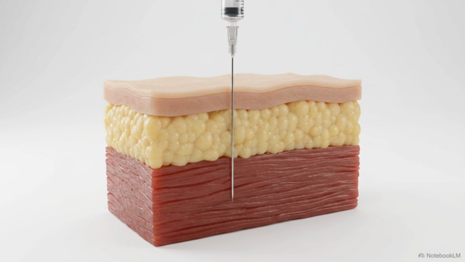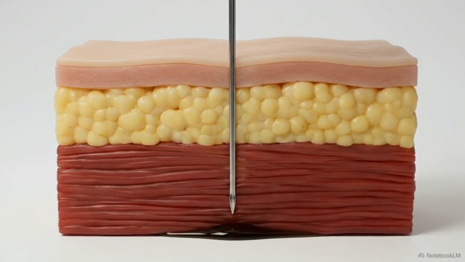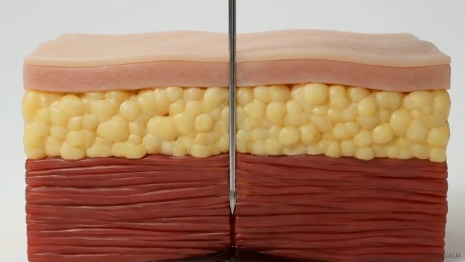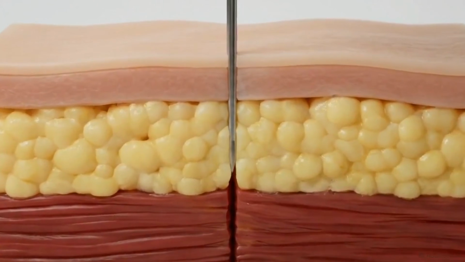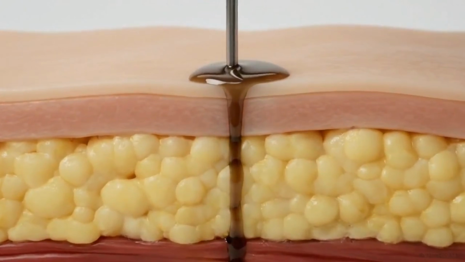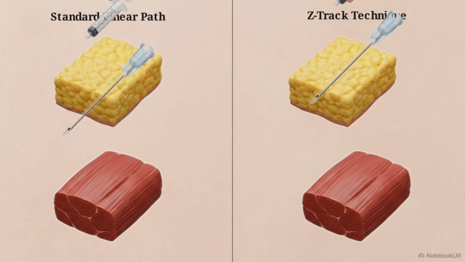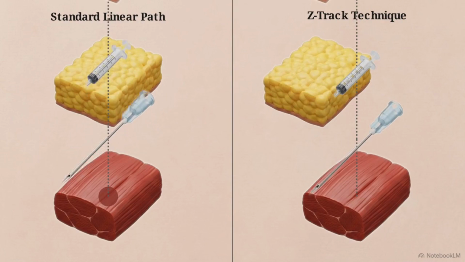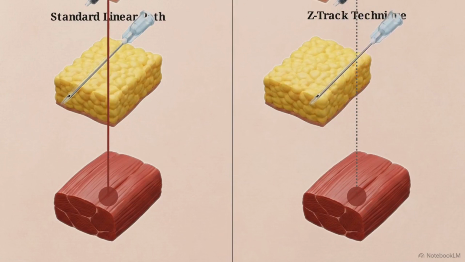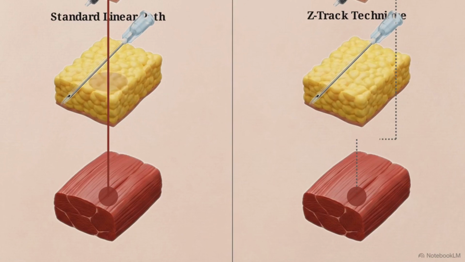Standard intramuscular injections follow a linear path from the skin down to the muscle. When the needle is withdrawn, this straight channel allows irritating, staining, or viscous medications to travel back up into the subcutaneous tissue and skin. The Z-track technique solves this by displacing the top tissue layers before insertion, creating a staggered zigzag track that seals medication deep inside the muscle.